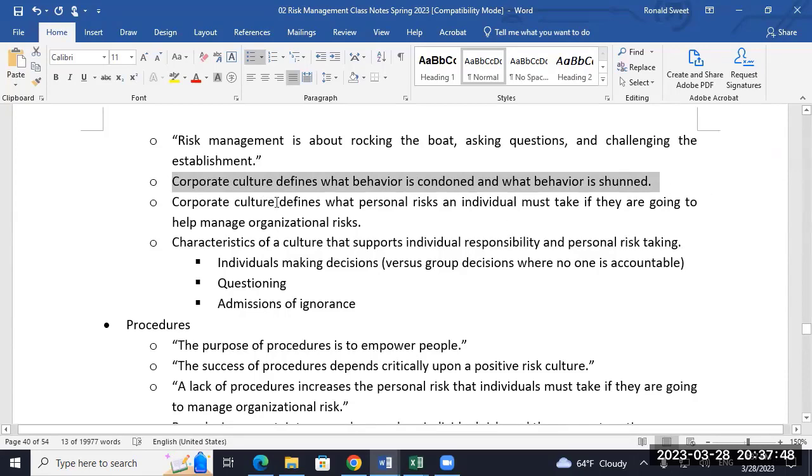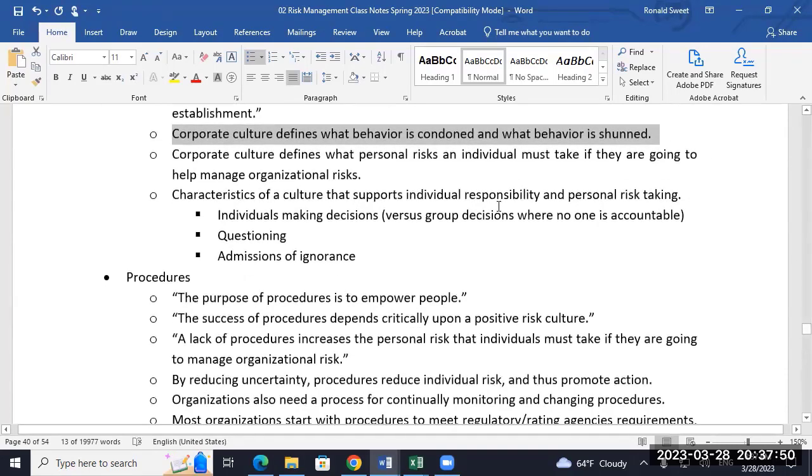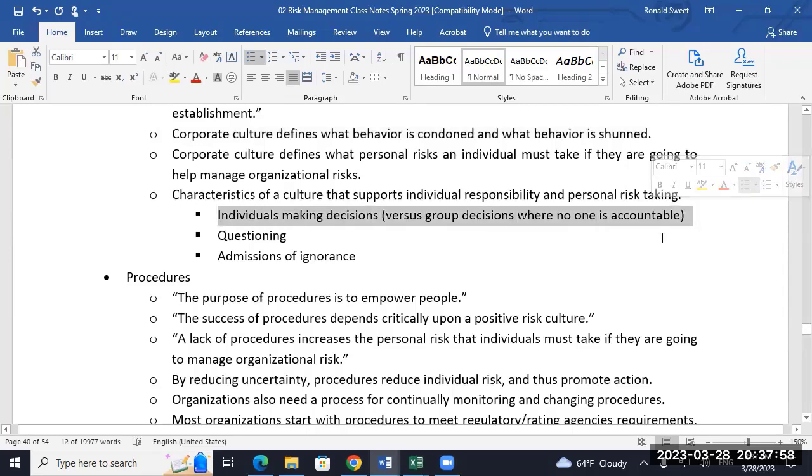A good culture defines what personal risk an individual has to take in order to help manage the risk for the organization. Bob Day was a big believer in this. It's individuals making decisions, not committees. That's really key. Now, when I started at USAA, committees made decisions, and I took full advantage of that.